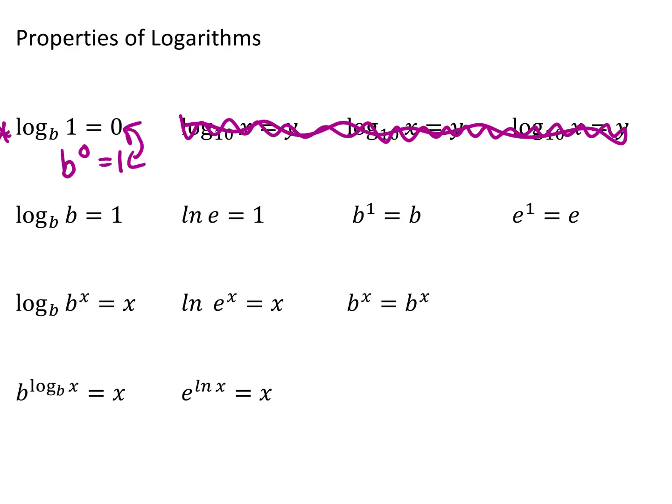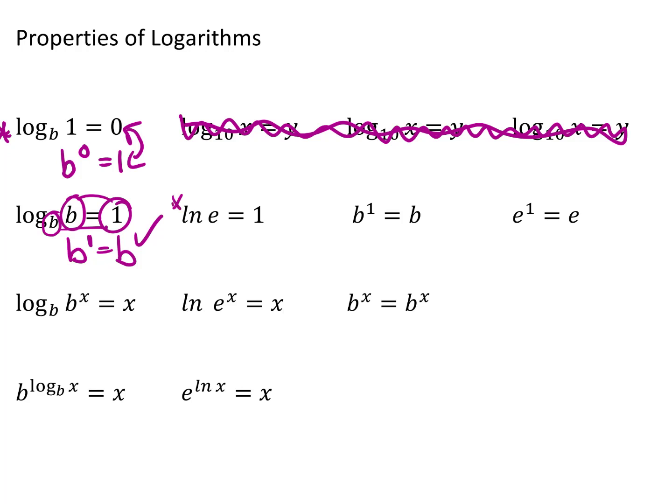Log base b of b is equal to 1 doesn't mean too much to me right now, but if I change it to an exponential, the base of b raised to the exponent of 1 is equal to b. Well, that actually makes sense. Anything to the exponent 1 is itself, so that means that b is equal to b. That is a true statement.